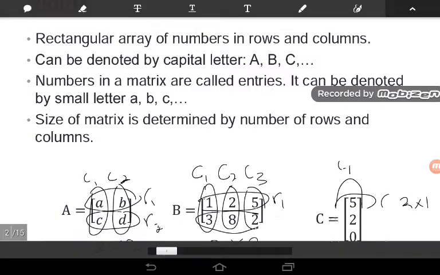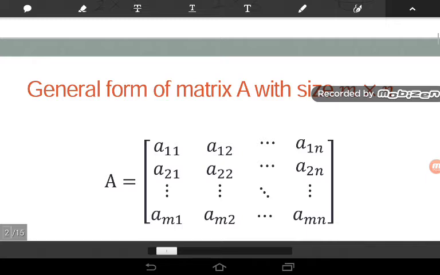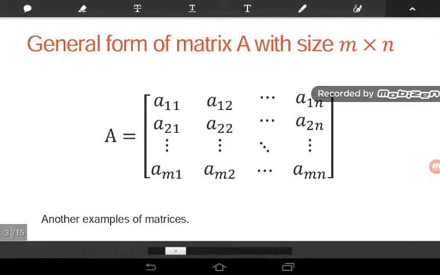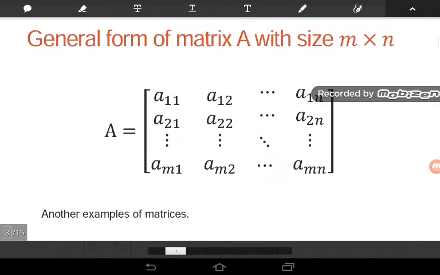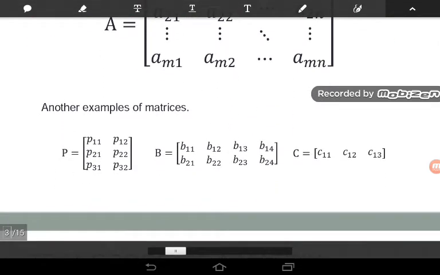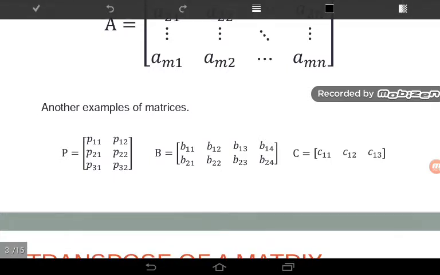This is the general form of matrix A with size m by n. Another example of matrices: this one is 3 by 2. Matrix B is 2 by 4. Matrix C is 1 by 3.